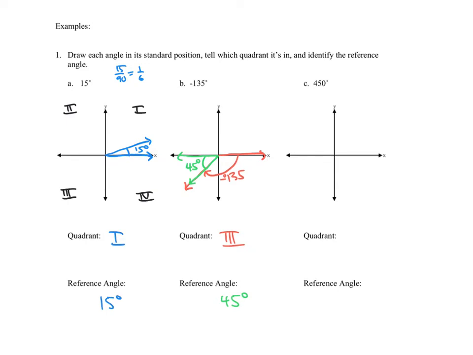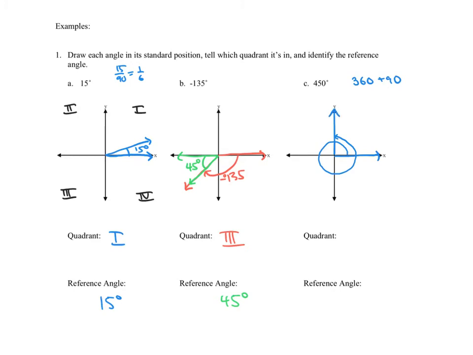For a 450 degree angle, 450 is 360 plus 90. So we always have our initial side on the x-axis. We make a full circle in the counterclockwise direction, and so that's the 360, and then we go an additional 90 degrees ending on the y-axis. So the terminal side would be right here.